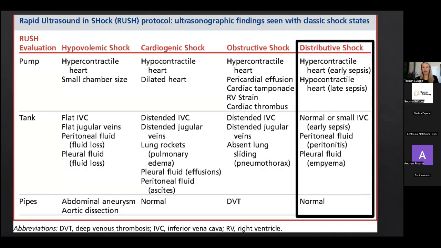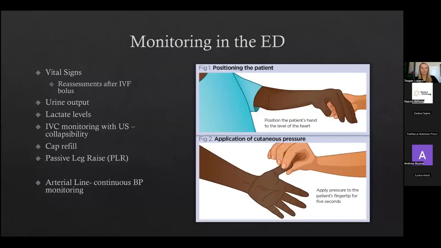kind of progression. I think the most important aspect that ultrasound can be used for is looking at fluid status, looking at the tank. How does the IVC look? Is it normal? Is it small? Is it plethoric? Is it showing signs that the patient would respond to more fluids? Would it show signs that the patient is already fluid overloaded and giving more fluids is not the next step to manage their blood pressure? So I think the ultrasound can give you a lot of information in these patients.